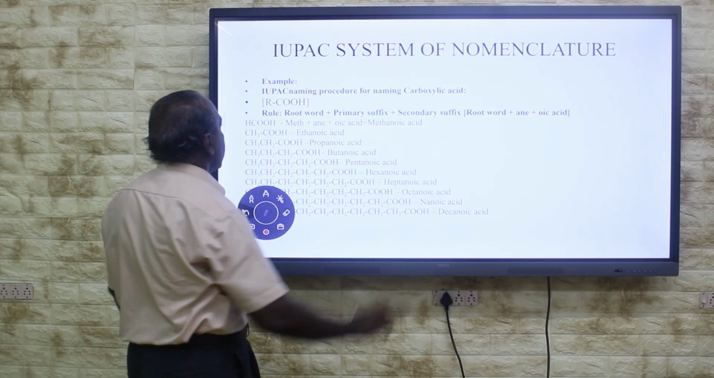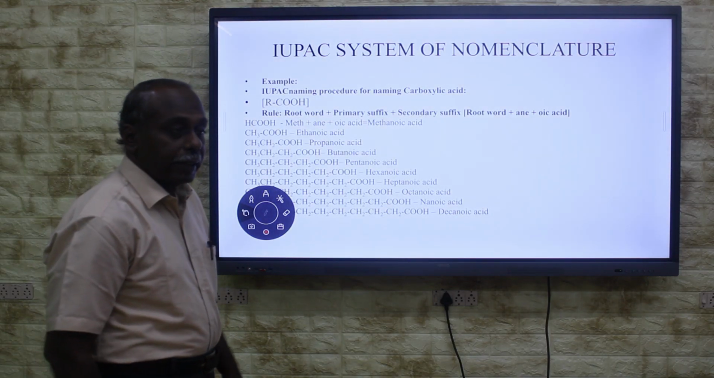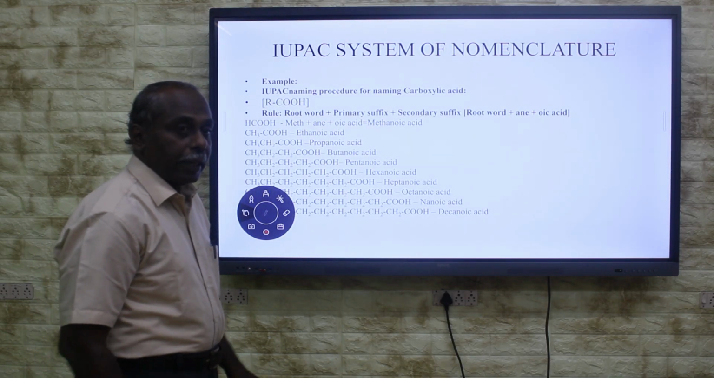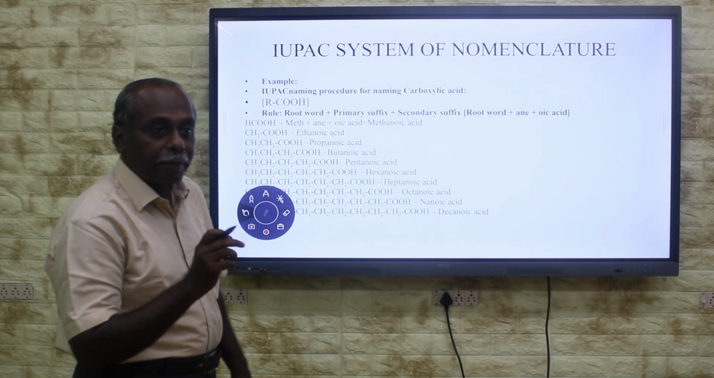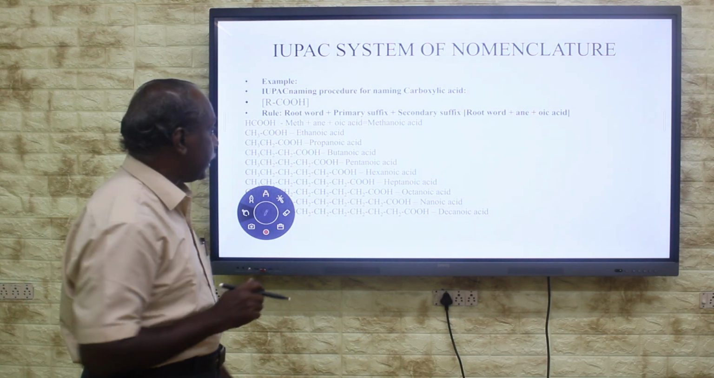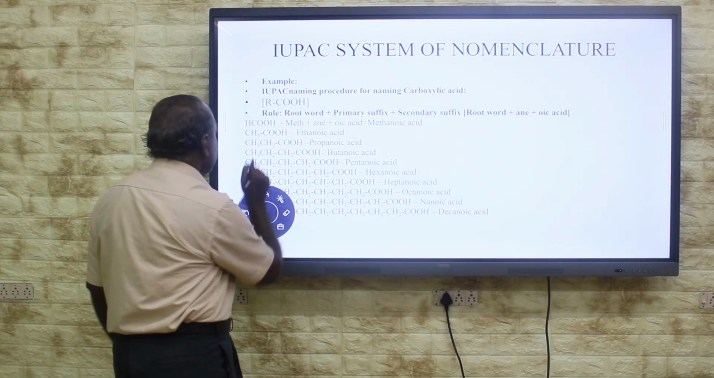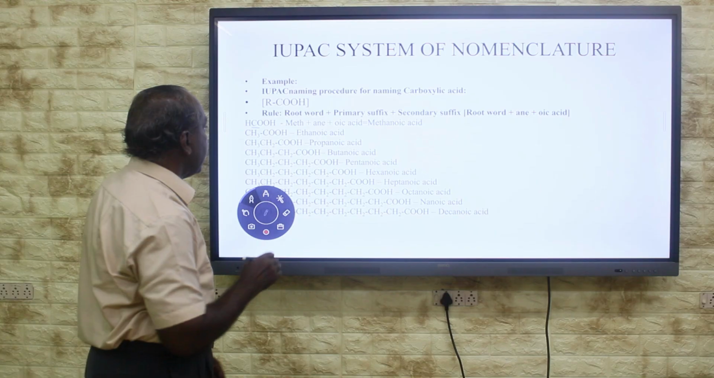Let us pass on to the next one, carboxylic acid. In the carboxylic acid, here also you count the number of carbon atoms. First carboxylic acid is having 1 carbon. This 1 carbon is indicated as meth.